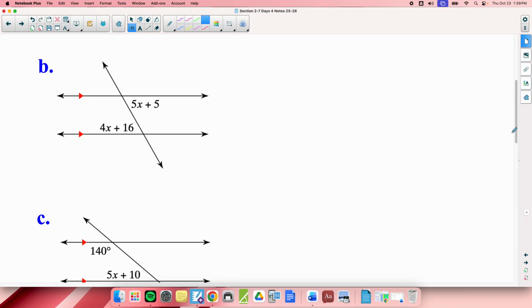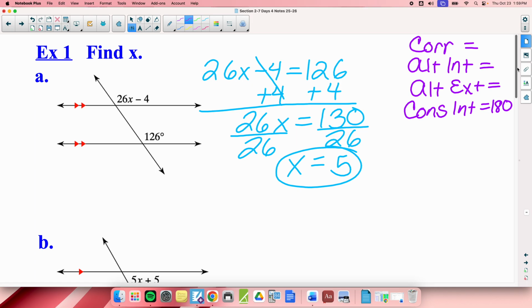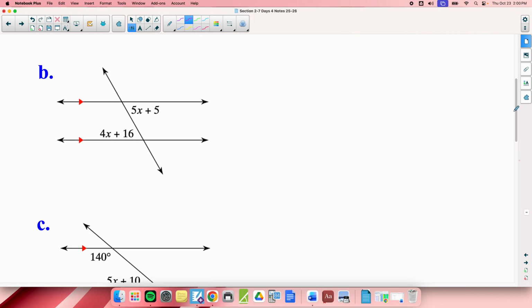Now when we go to this one, we're going to look at what kind they are. What kind are those two? Alternate interior. Alternate interior are equal. So what I do is I go to this and I do 5x plus 5 equals 4x plus 16. Okay? Now, to solve this, would you guys all know you're just going to take the 4x to the other side?